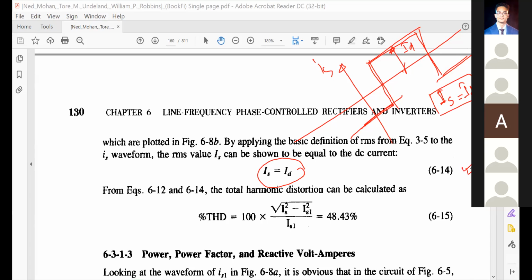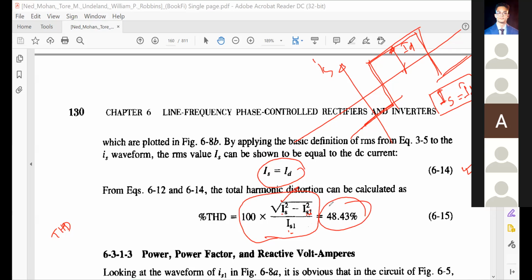Peak value. Okay. And total harmonic distortion has been already defined by this equation. So IS equal to ID, and IS1 is 0.9 ID. So the square root of ID squared divided by 0.9 ID squared minus 1, and you will get 48.43%. What does it mean by 48.43%? Total harmonic distortion is coming as 48.43%. What is the meaning of it?